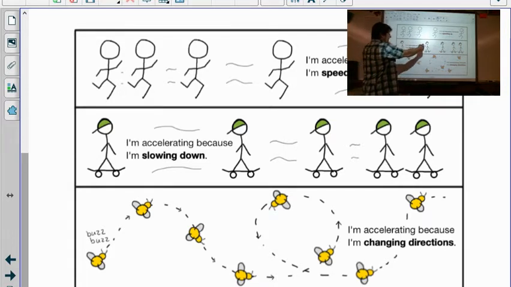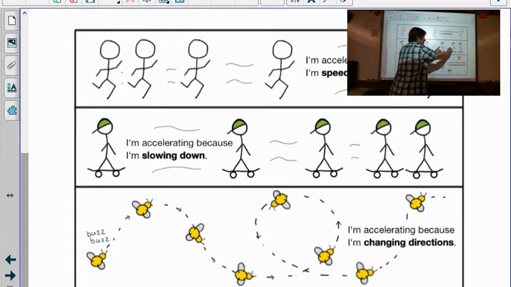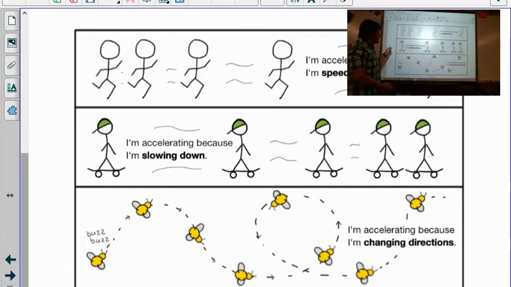This person, same thing, the same amount of time between each picture. So this person is covering a smaller and smaller distance, so they are slowing down. So both of these are showing an acceleration. And then this B is just kind of flying in circles. The distance is pretty much the same in each picture, but because it's changing direction, it is still accelerating. Okay.